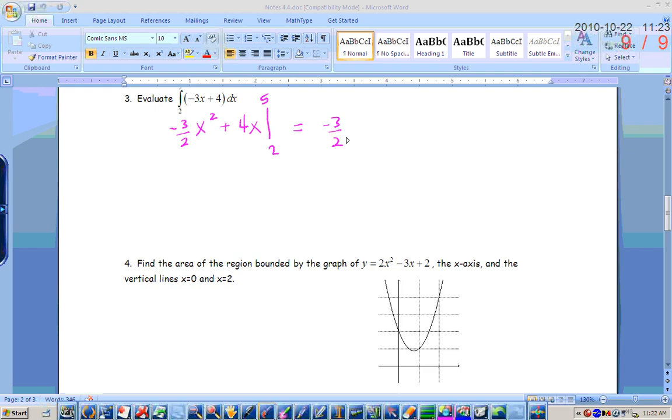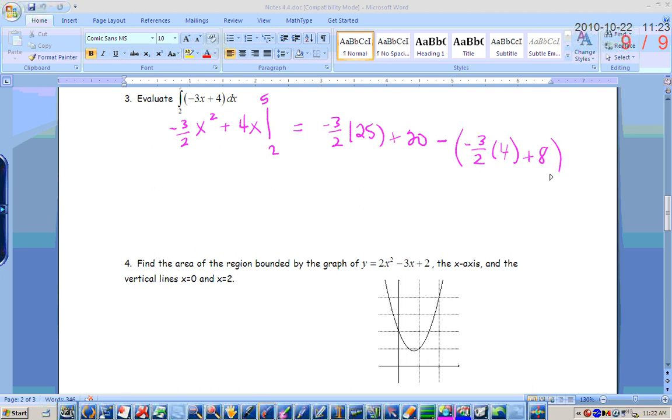And then we plug the top one in first. So negative 3/2 times 25 plus 20, minus, and plug in the bottom number, the 2. So negative 3 halves times 4 plus 8.